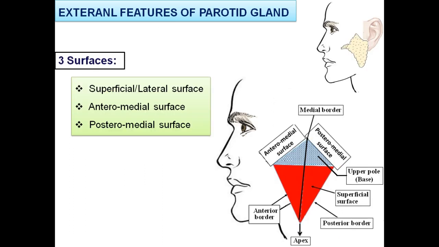External features of the three surfaces: superficial surface, anterior-medial surface, and posterior-medial surface. The anterior-medial surface is grooved by the posterior border of the ramus of the mandible. The posterior-medial surface is molded to the mastoid process and styloid process. Both anterior-medial and posterior-medial surfaces are separated by the medial border.